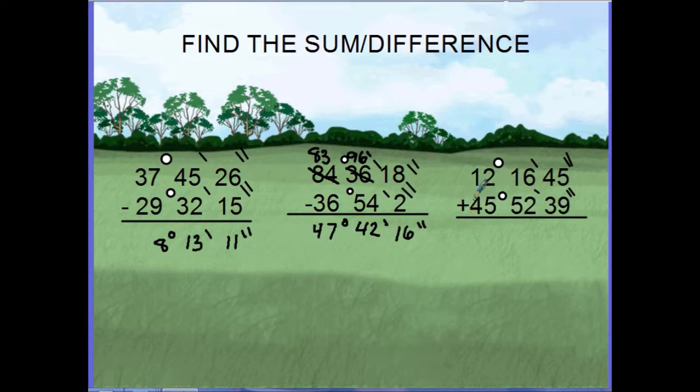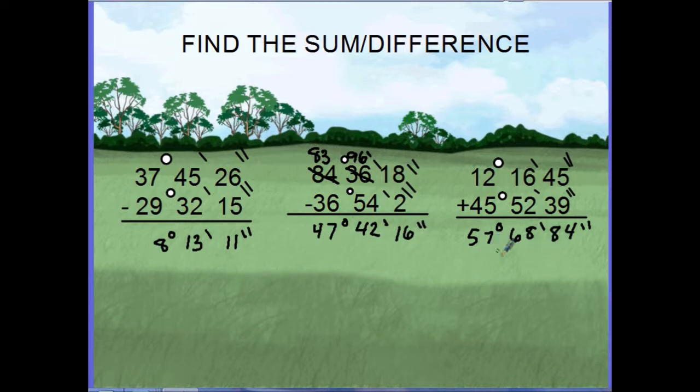This one's going to be an addition problem, and it's going to work the same way. Go from the seconds into the minutes over to the degrees. 45 plus 39 is going to give me 84. 16 plus 52 gives me 68. 12 plus 45 is going to end up giving me 57. And we have a problem. We don't have units that are this big for seconds, nor do we have units this big for minutes. Think for a second as to how big it can be before it transfers into the next column.